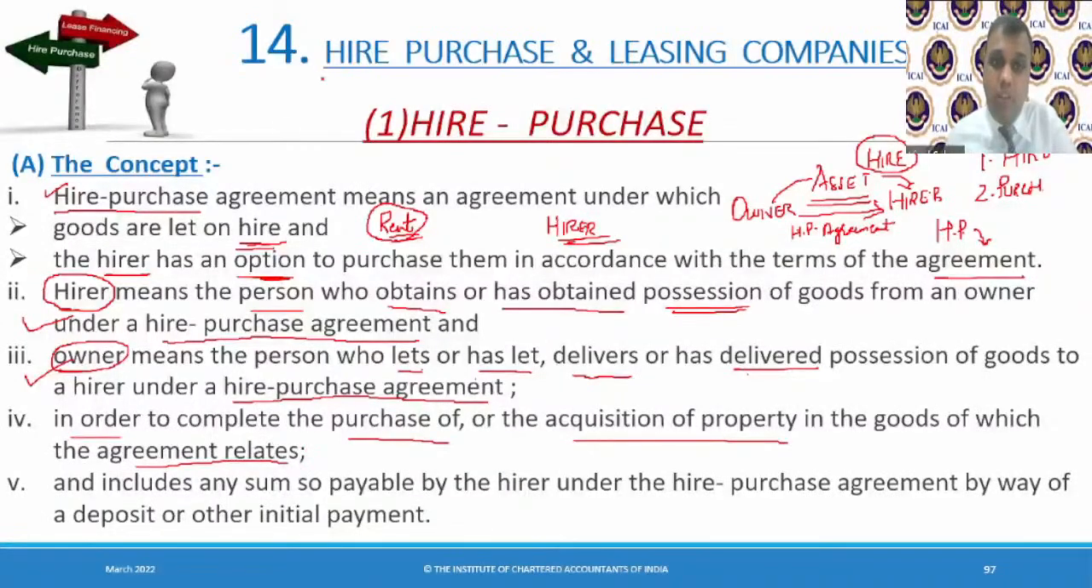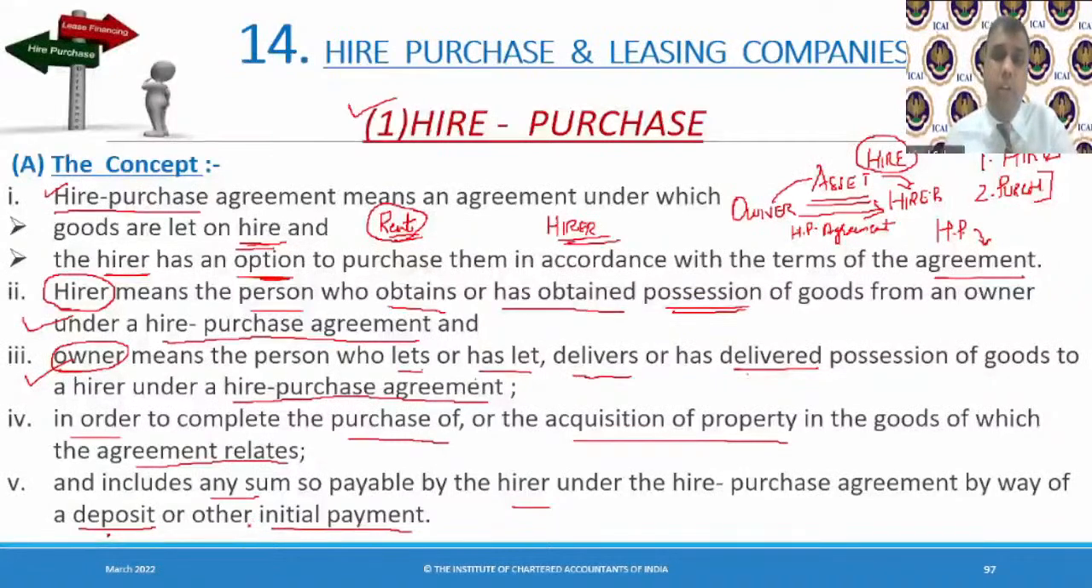So basically, what is hire purchase? The first step is the asset is given on hire. Then the option is given to the hirer to purchase that particular asset, to transfer the ownership from the owner to the hirer. It is a hire purchase agreement and includes any sum so payable by the hirer under the hire purchase agreement by way of a deposit or initial payment. So he pays the installments as well as some deposit or other initial payment.